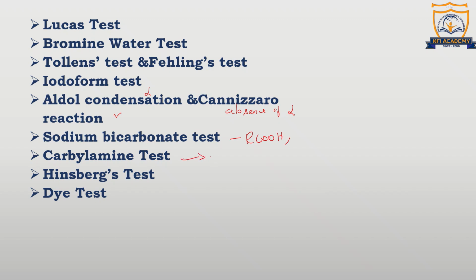Carbylamine test: test for primary amine, RNH2. Hinsberg test: to distinguish primary, secondary, tertiary amine. Primary amine RNH2, secondary amine R2NH, and tertiary amine R3N. Dye test: in case both are primary amines, one aliphatic and another aromatic, you can use the dye test. Simple question: distinguish ethylamine C2H5NH2 and aniline. What is the formula for aniline? C6H5NH2. How will you distinguish? Both will undergo the carbylamine test, both will undergo the Hinsberg test. You cannot distinguish, but by using the dye test, you can distinguish ethylamine from aniline.